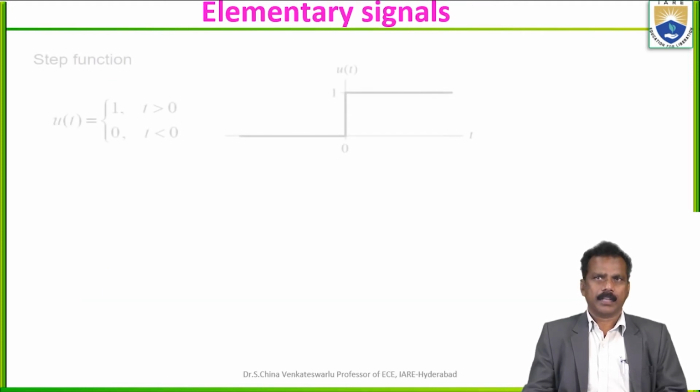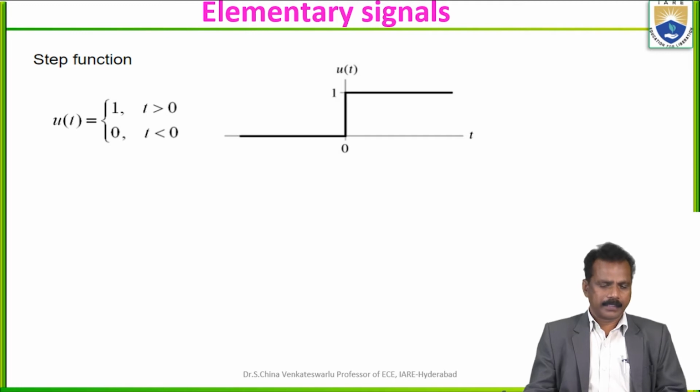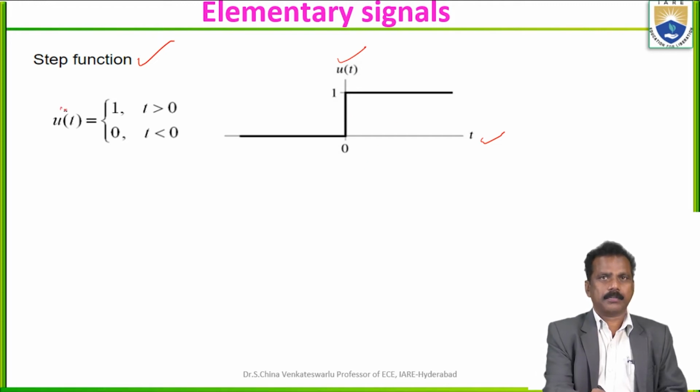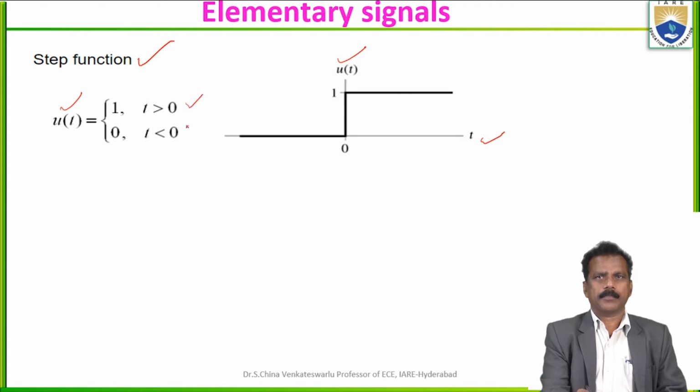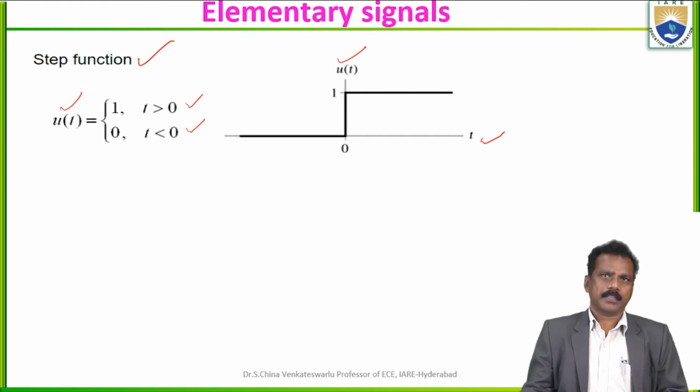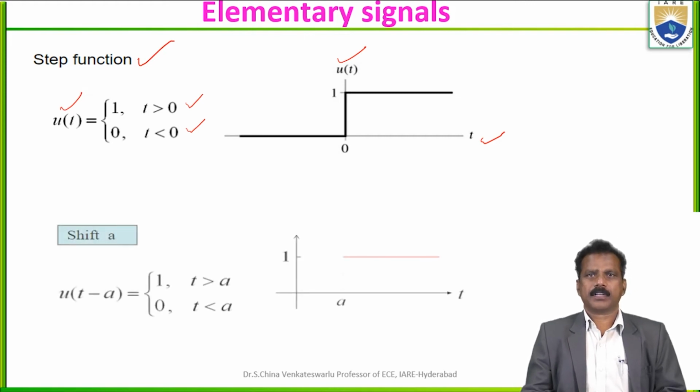Coming to the elementary signals, we start with the step function, represented as t versus u of t. The step function is u of t equals 1 for t greater than or equal to 0, and 0 for t less than 0. Using this condition, we observe the step function like this. Next, coming to the shift.